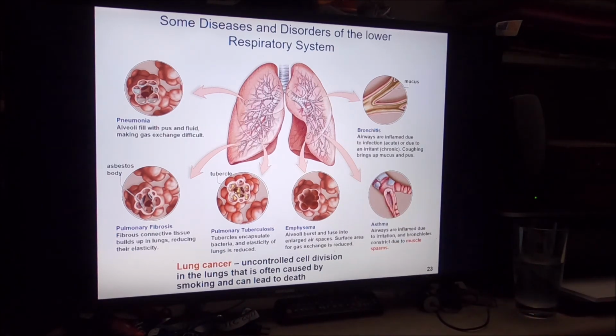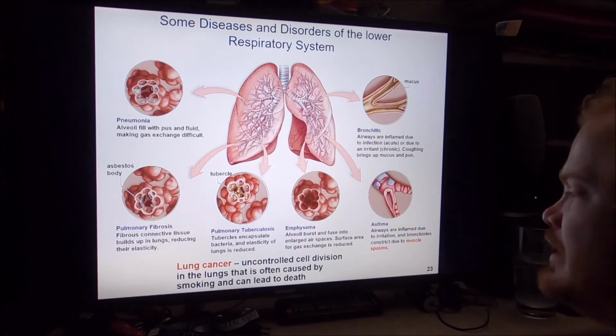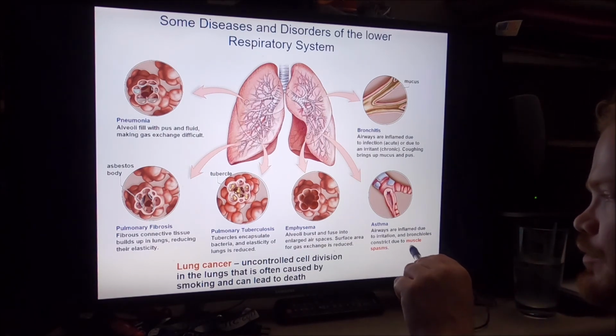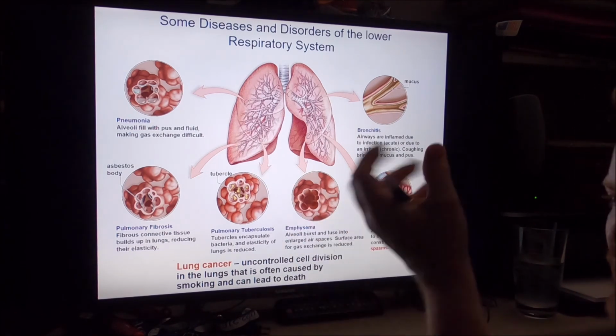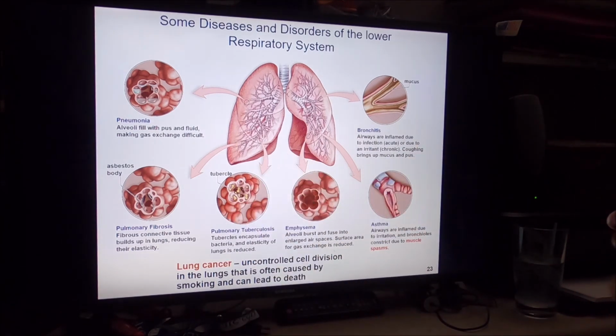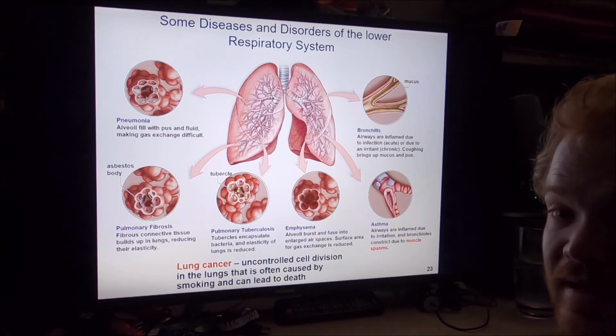Okay, good old-fashioned bronchitis. Asthma: you come into contact with some sort of allergen, and your bronchioles, which have a lot of smooth muscle in them, constrict. When you constrict your bronchioles, that limits your ability to move air in and out of the lungs, and you can die from it, man.